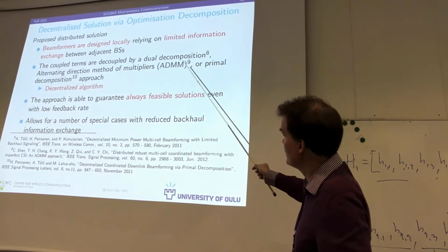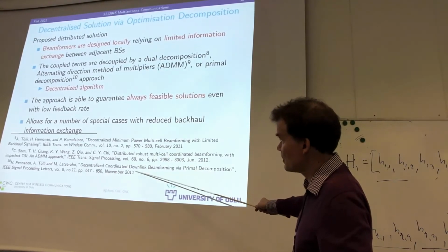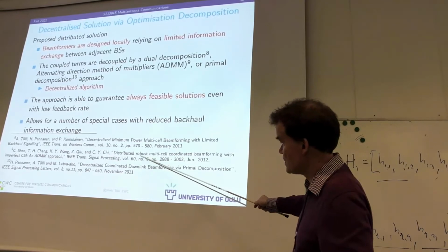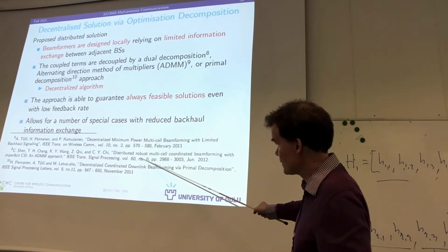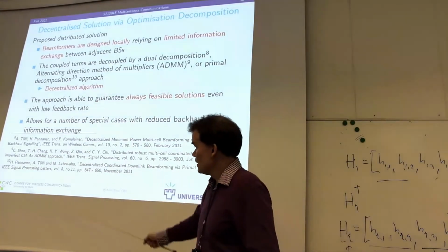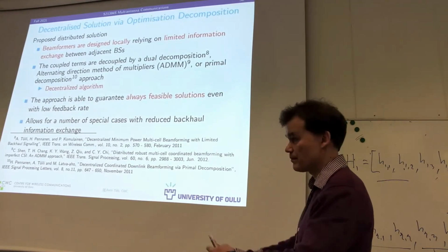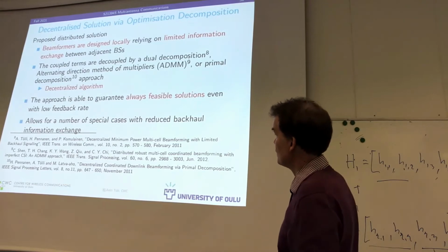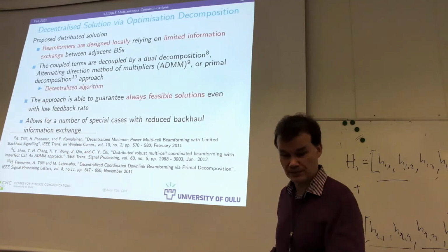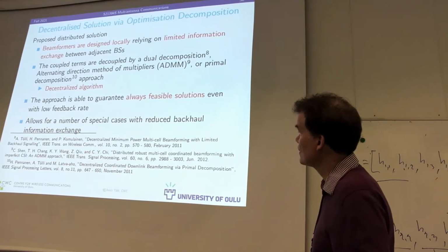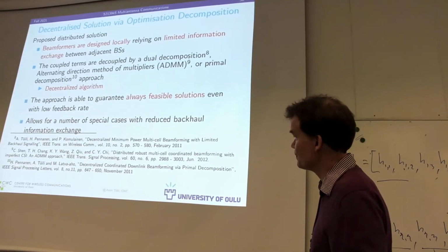So there are many different ways to optimally decompose this problem. In this paper, we use dual decomposition, here primal decomposition, and in this paper, it's an extension of this one. They use the ADMM, alternating direction method of multipliers. It's just a generalization of dual decomposition, adding some quadratic terms that speed up the convergence. Okay, we can currently always have feasible solutions and so forth.